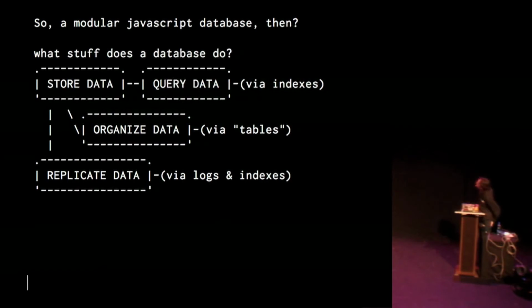So what if we had a modular database? This is a quick diagram of the sorts of things that a database needs to do. You need to put data in, and you need to be able to get data out. To do that, you need indexes, which are a physical part of the database that helps you find other data.